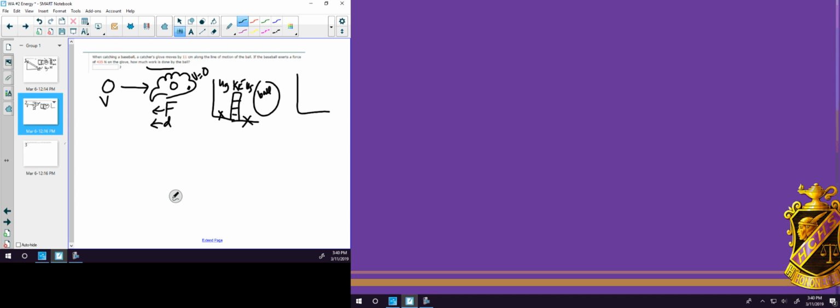All right, so the ball is in my system, and then there's the glove. I'm putting the glove outside of the system because the glove is doing work, and I'm drawing the arrow going out. Why? Because we're going to lose that energy. It's coming out of the system, and the ball is going to stop.